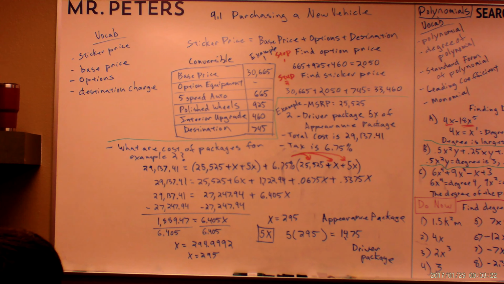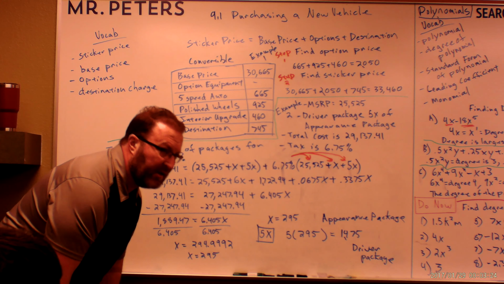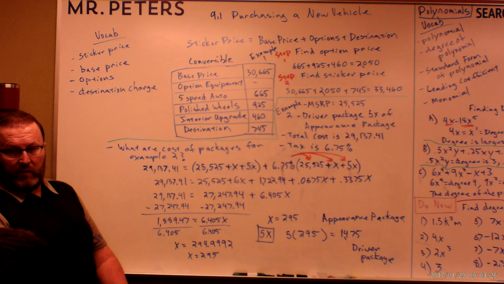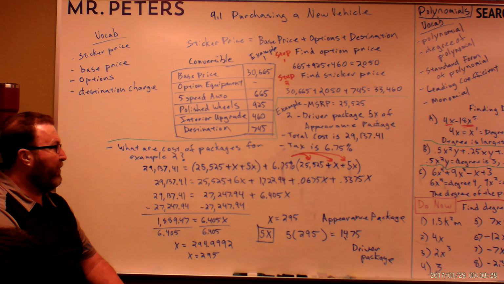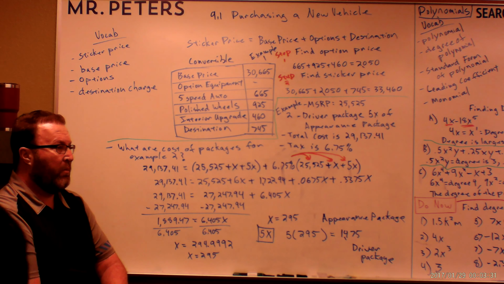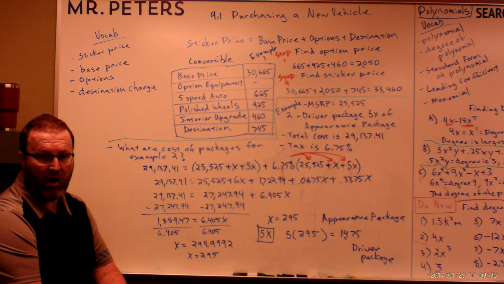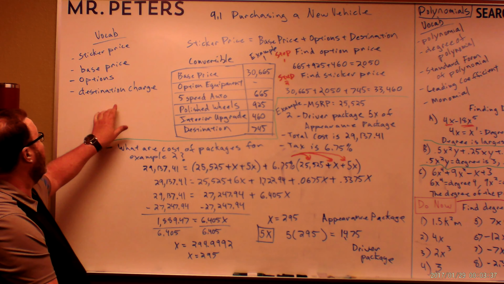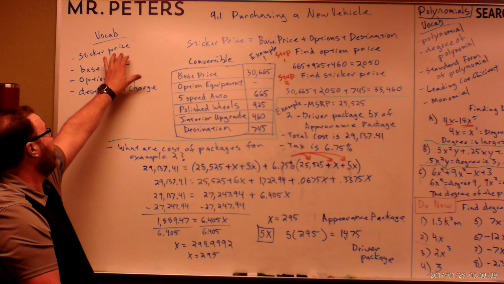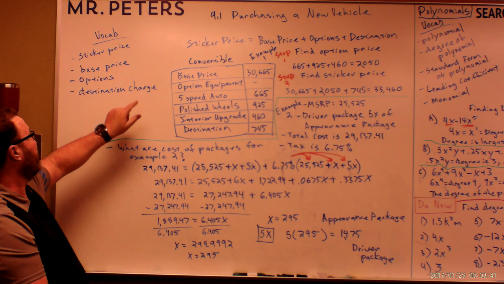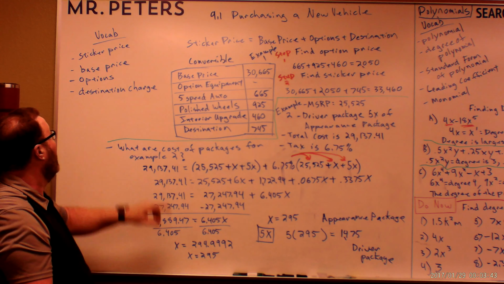Okay, so now that we got out of chapter 8, basically this whole section is on cars. So it's figuring out dealer's cost, buying a new vehicle, buying a used vehicle, maintenance, use, and cost. So here's your vocab, which will cover sticker price, base price, options, destination charge.